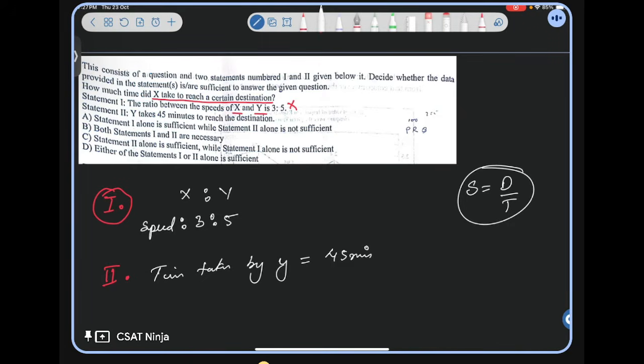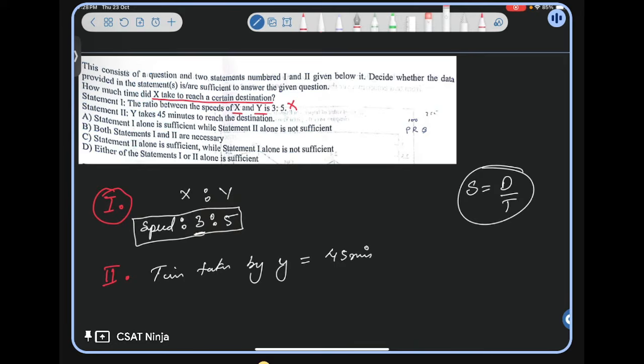We have a relation of speed, which is this one, 3:5. That means if X is traveling at 3 kilometers per hour, Y is traveling at 5 kilometers per hour. So we have a relation between these two. That's what we can assume as of now. And what does the question say? Let's read again. How much time did X take to reach the certain destination?